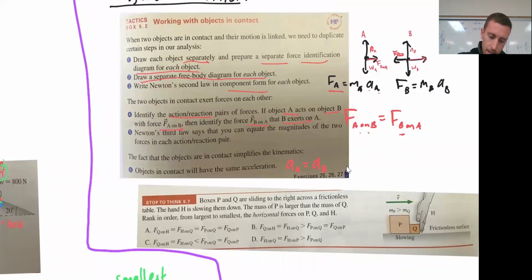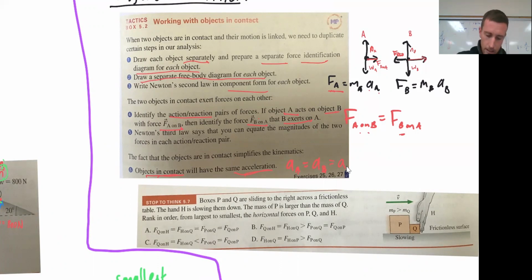And then finally, if they are still in contact, they'll have the same acceleration. So I can set acceleration of A equal to acceleration of B. So then they all just become the acceleration, right? The regular acceleration. I can take out the subscripts and just say the acceleration is the acceleration if they're touching each other and moving in the same direction.